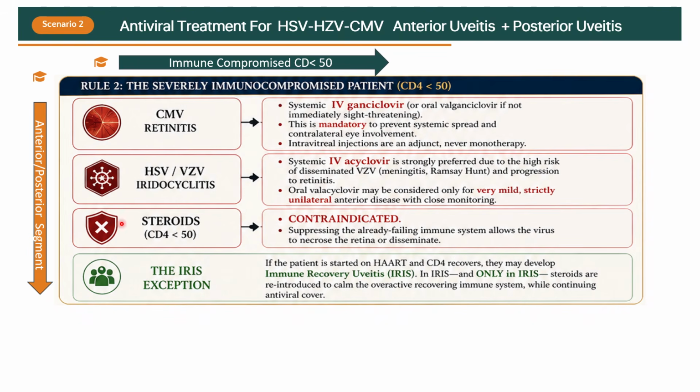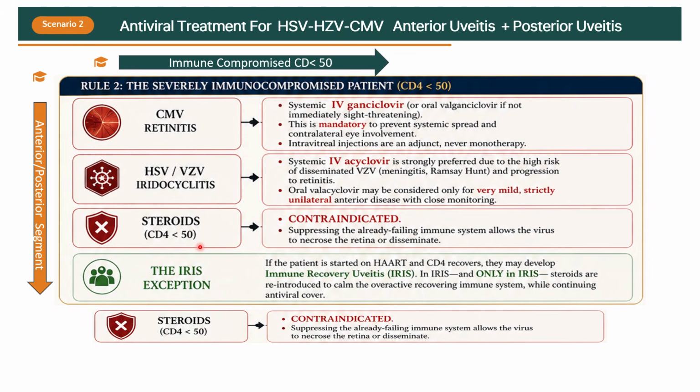Now, steroids are totally forbidden and contraindicated if the CD4 count is less than 50, unless in a very special situation, which is known as IRIS. This is IRIS, which is immune-related uveitis. This exception applies when the patient's viral load is reduced by the introduction of the anti-HIV treatment named HAART. If the patient has HIV and one of these viruses, in combination with the antiviral they will start HAART, which is highly active antiretroviral treatment.